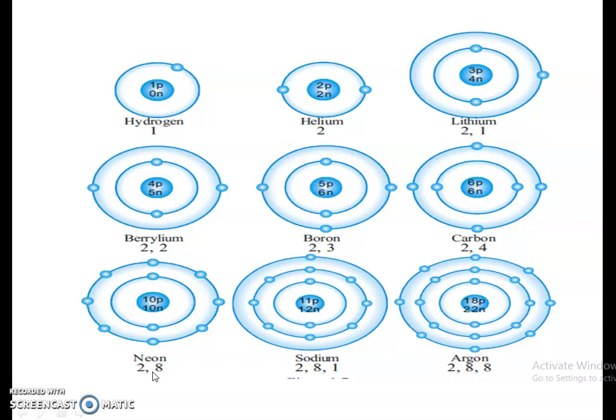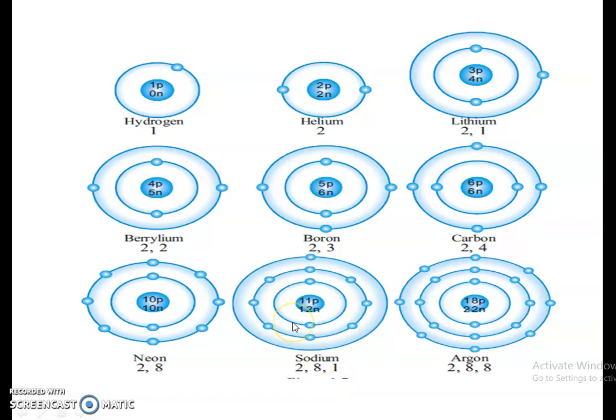Neon has an atomic number of 10, so the first shell will occupy 2 electrons and the second shell will occupy 8 electrons. So this neon is completely stable because its outermost shell is completely filled with 8 electrons. So these other atoms will take part in chemical reactions to become stable. This beryllium will donate 2 electrons to become stable. Okay, lithium will donate an electron. Sodium also will donate 1 electron to become stable.